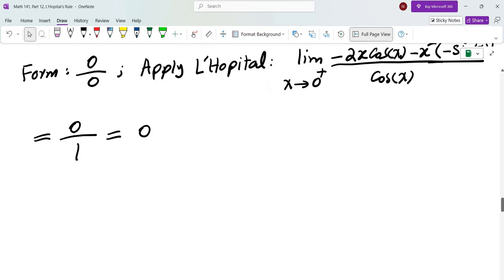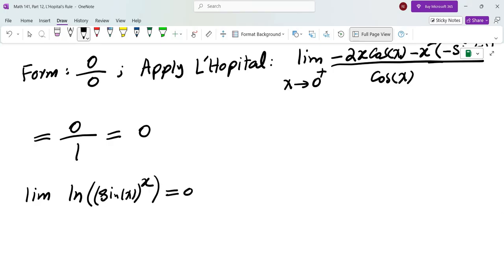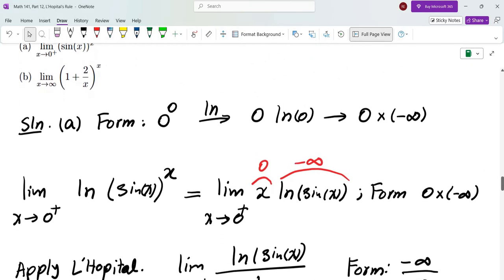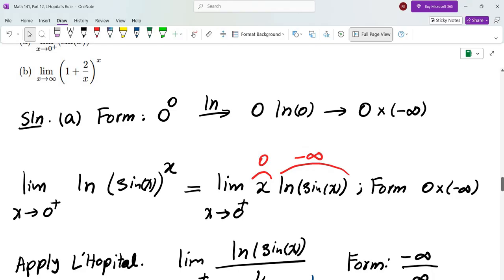Let's summarize what we did. We showed that the limit of natural log of sine of x to the x is 0 as x approaches 0 from the right. So if natural log of something is 0, then that thing inside would have to be e to the power of 0. So that means the limit as x approaches 0 from the right of sine of x to the power of x is e to the 0. So the answer is in fact 1. Because we took natural log at the beginning, we'll have to now take the exponentiation. We have to do e to the power of whatever result that we got.